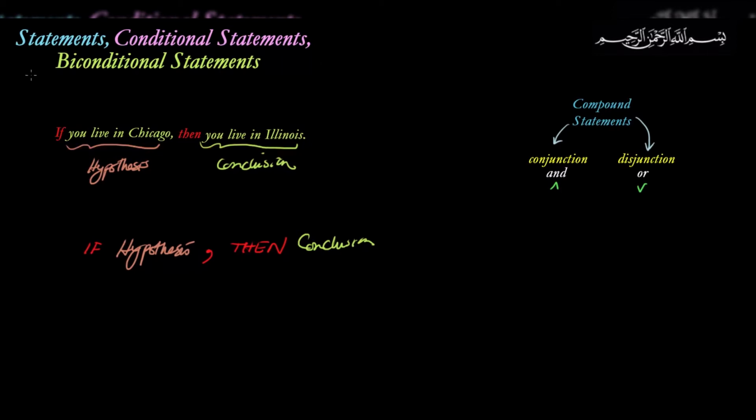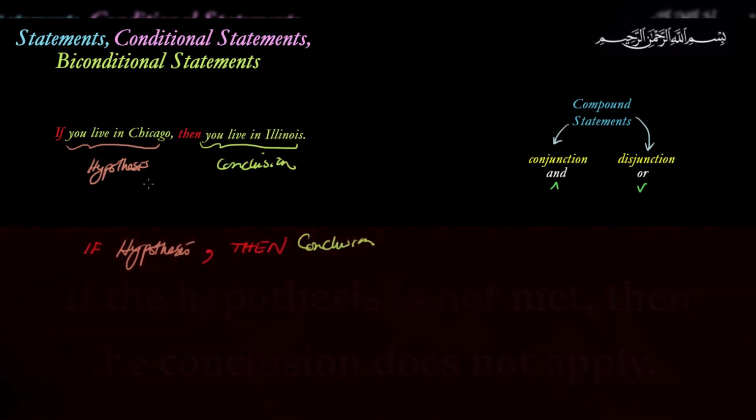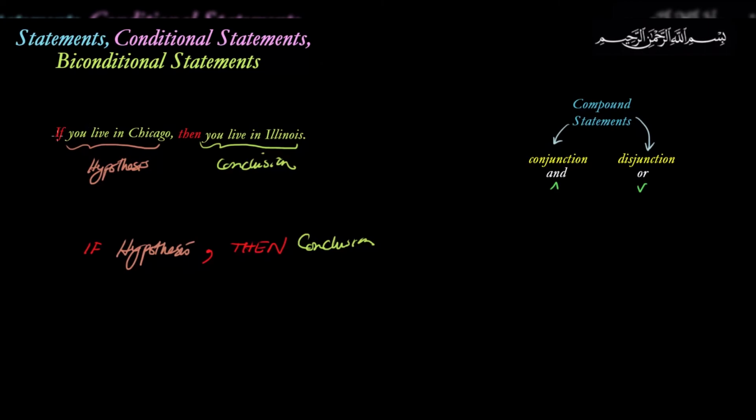That's very important actually. The conclusion only applies if the hypothesis has already been established. If you live in Chicago, then you live in Illinois. But if you live in New York, this statement doesn't even apply to you, so don't bother reading the rest of it, so to speak. If the first part of the statement is true, only then can you make any conclusion. Now, this statement is a true statement, correct?